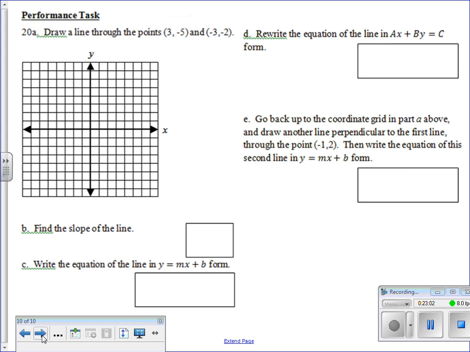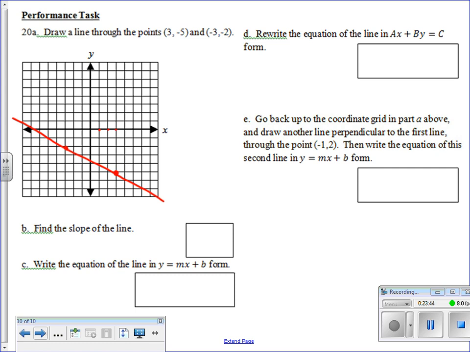Okay, performance task, A, B, C, D, E. A lot of steps to this performance task. Take them one at a time. First one, part A, draw a line through those 2 points. Plot the points, draw your line through those 2 points. There's part A. Hopefully you'll get A. I have kids that leave that blank all the time.